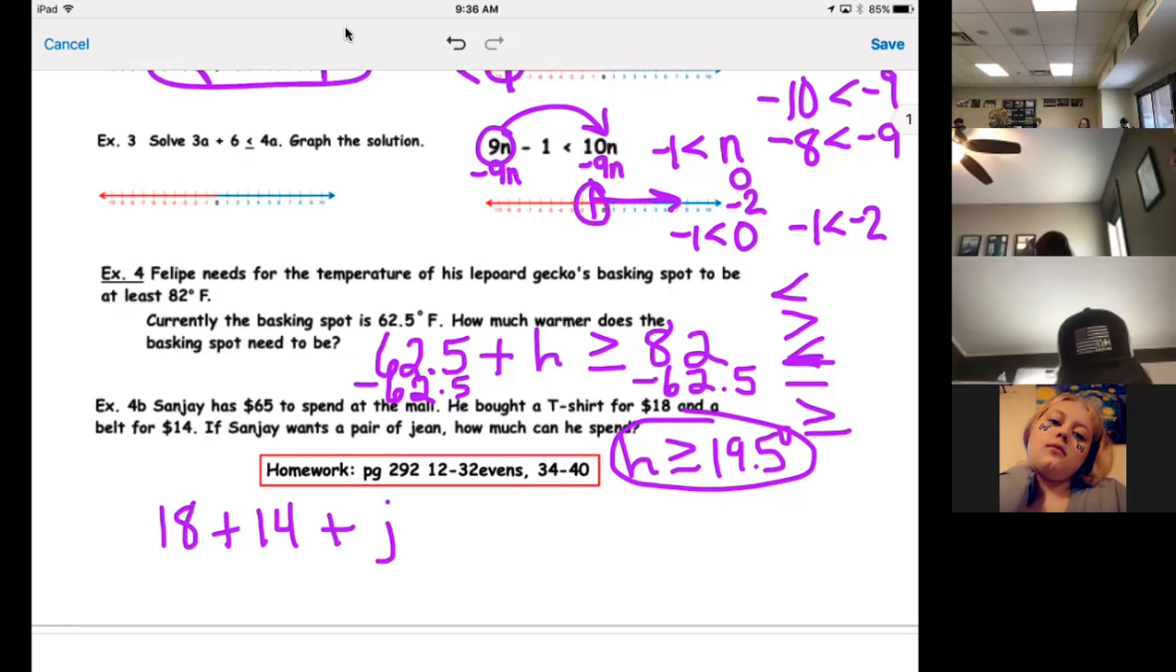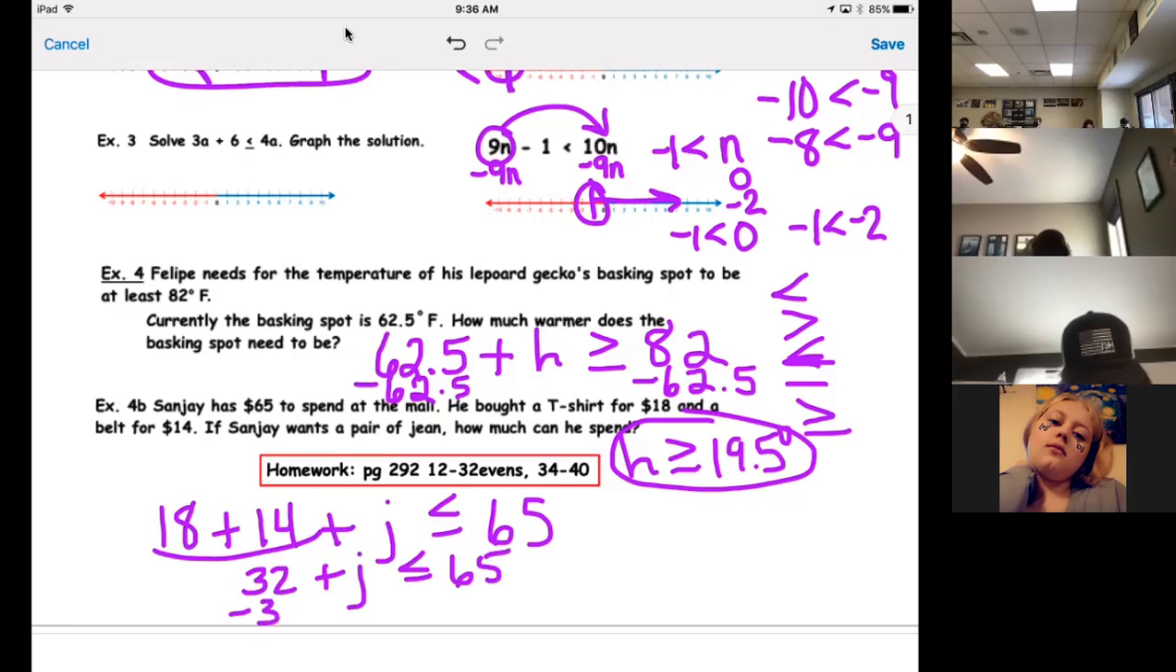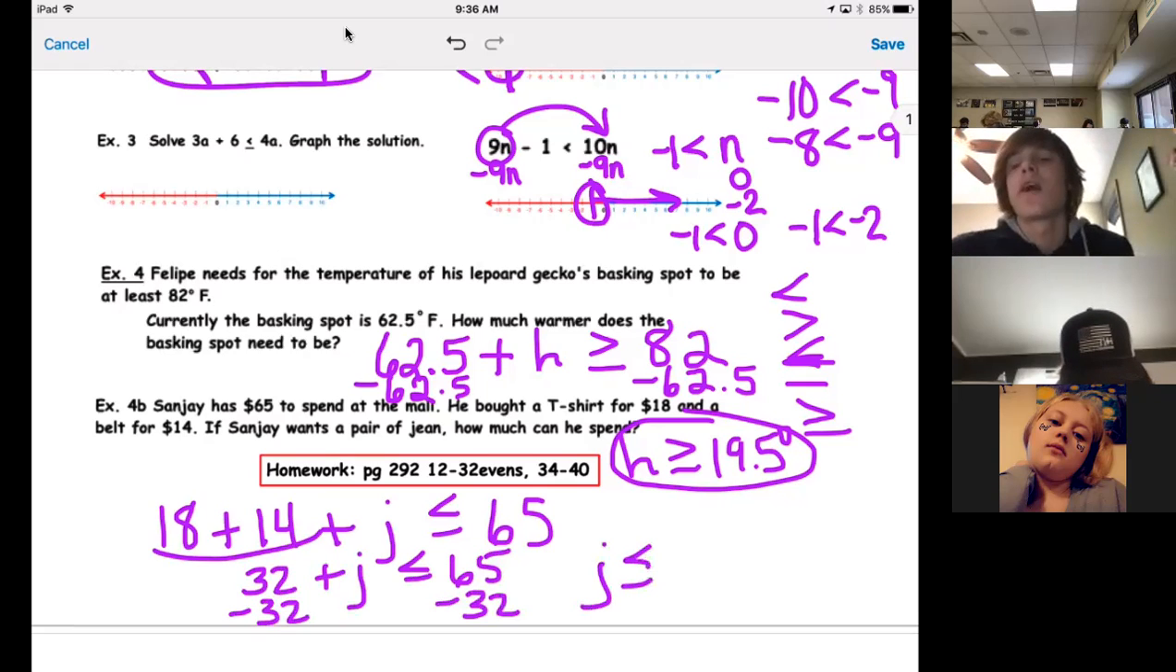Do you think it has to equal 60, less than or equal to $65? And then we would add these together, subtract from 65. What is that, 32? Subtract from the 65, and we have, he can spend up to $33 on his jeans.